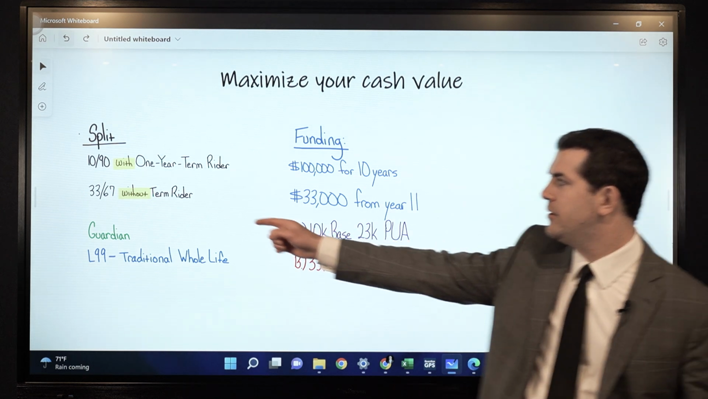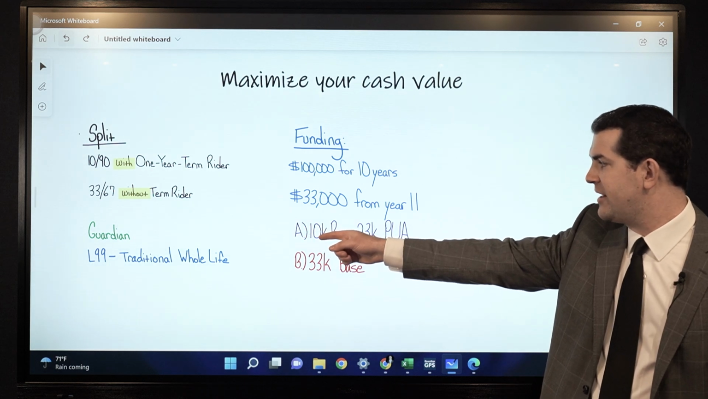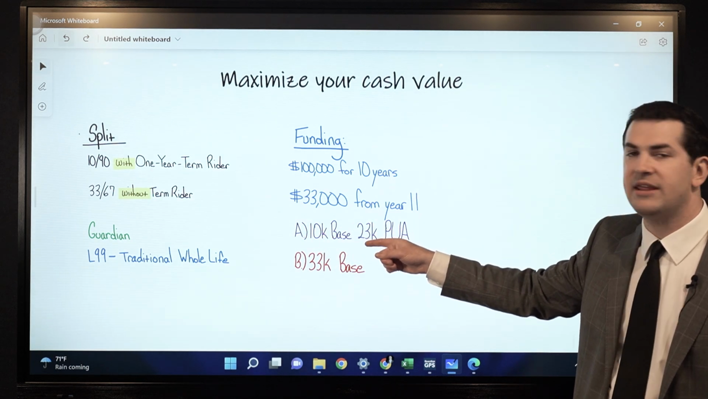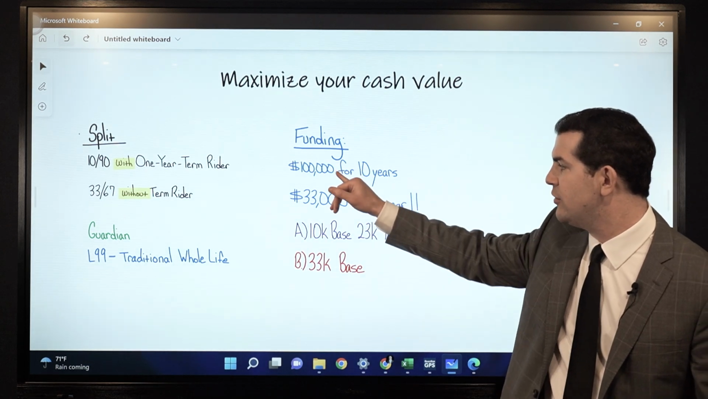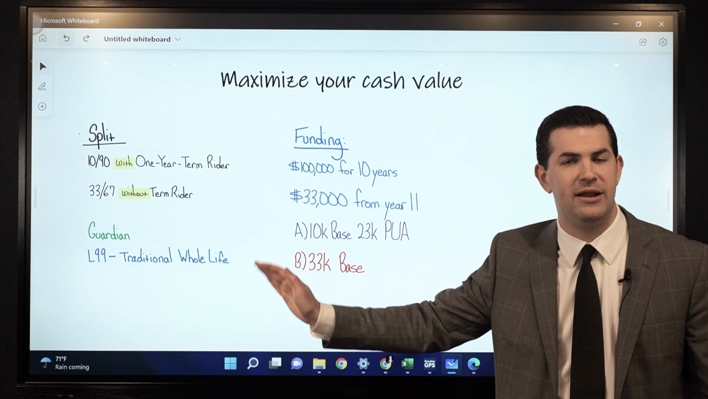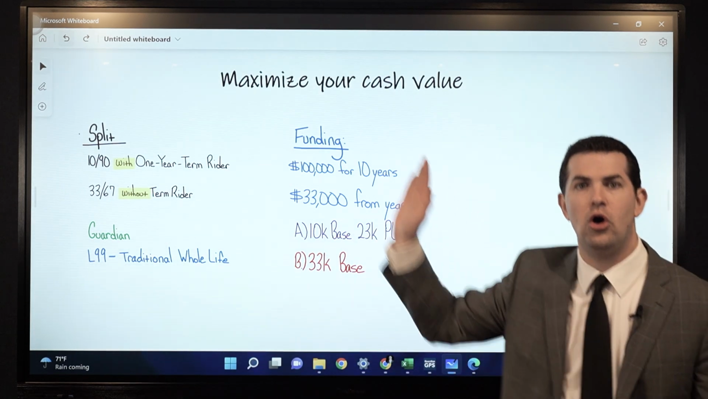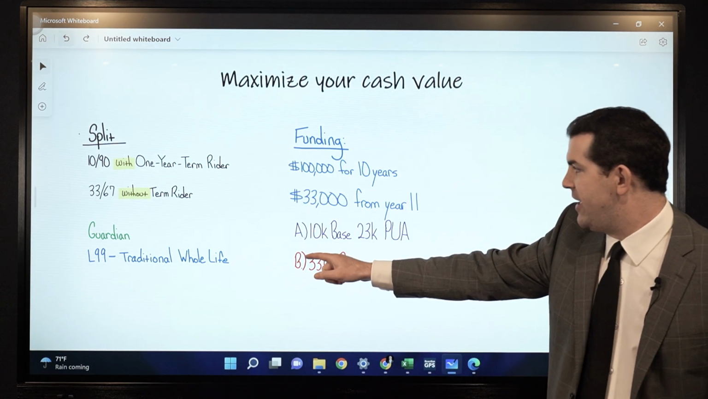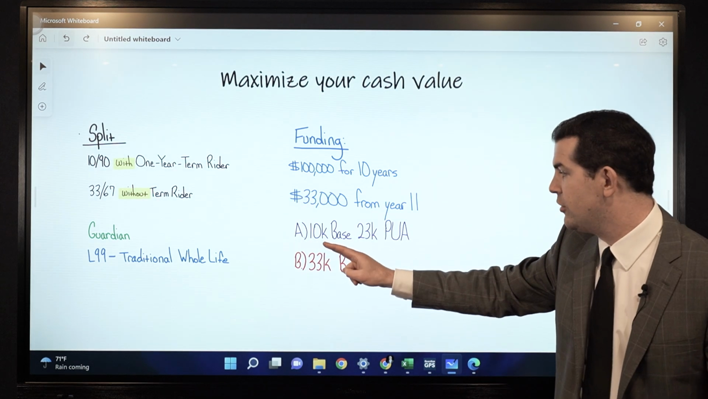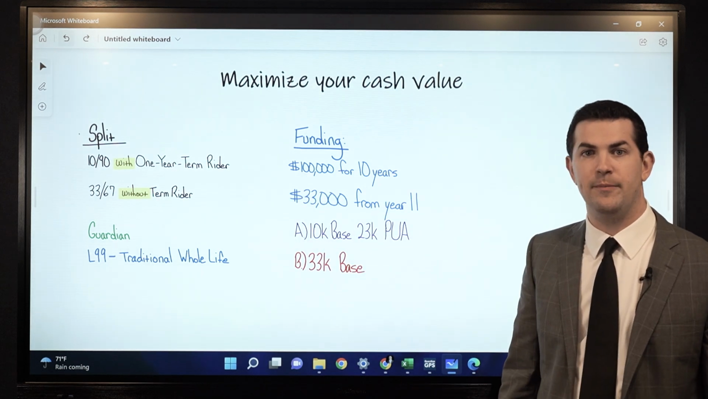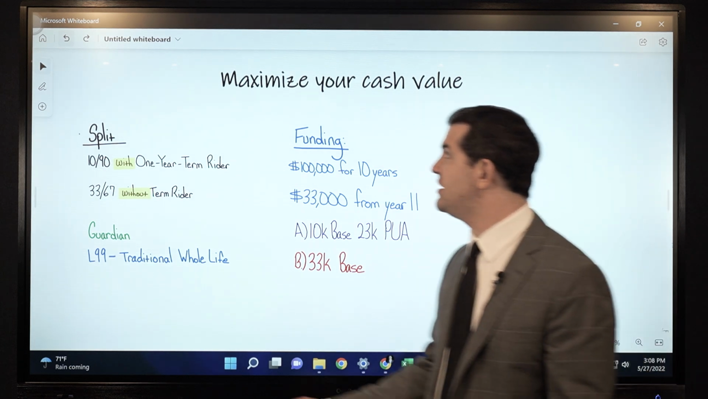So option A is the 10/90 split with the one-year term rider. What we're going to look at here, we've got a $10K base premium, $23,000 PUA payment, and this is beginning year 11. The first 10 years, obviously we've got more money going into the policy, total of 100 grand. Everything above these dollar figures all goes into PUAs. And then option B, which is the 33/67 without a term insurance rider, we've got a $33,000 base premium. So we're paying just the base premium from that point forward. So let's continue on here.